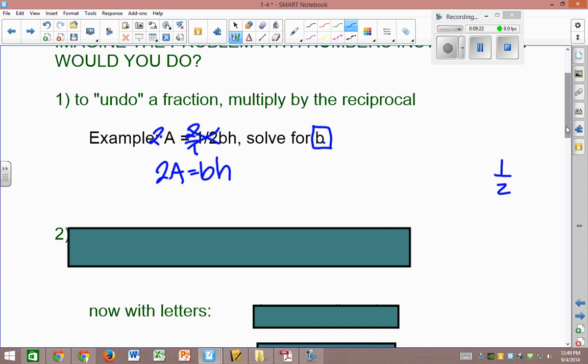Well, if that h was like a 2, I would divide both sides by 2. Right. But it's an h, so I'll divide both sides by h. Very good. So that cancels. b is equal to 2a over h.